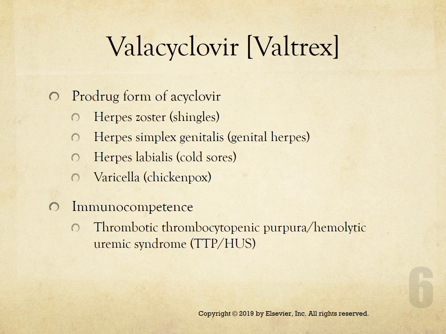Next, we have Valtrex. Now, Valtrex is a prodrug of acyclovir, so it can treat herpes zoster, which is shingles. It can treat genital herpes, cold sores, and chickenpox. It can also be used with immunocompetence for TTP.